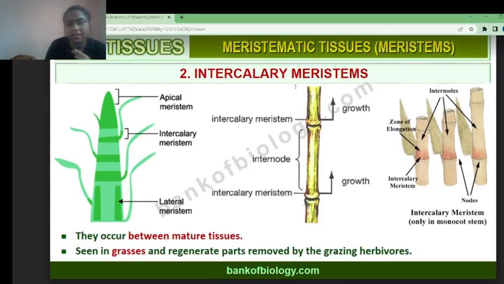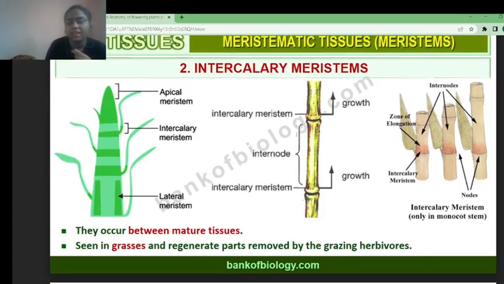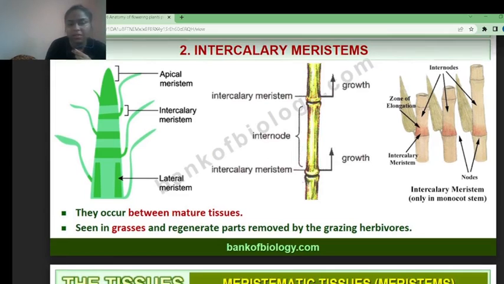Now this is the intercalary meristem. You can see that this is present in the middle. If you see this sugar cane, here the intercalary meristem is present. These are the internodes, in between two nodes, also known as the zone of elongation. There the intercalary meristem is present. They occur between mature tissues. When you see the root structure also, some intercalary meristems are present where the zone of elongation is present. They are seen in the grasses and regenerate parts removed by grazing herbivores. It is generally observed in the grasses.